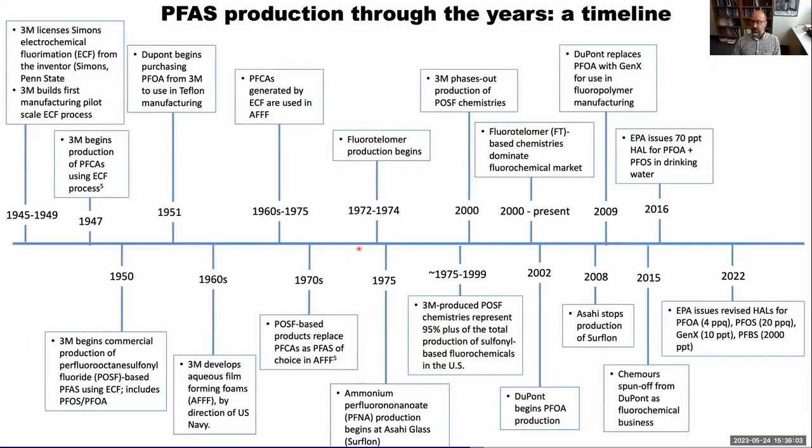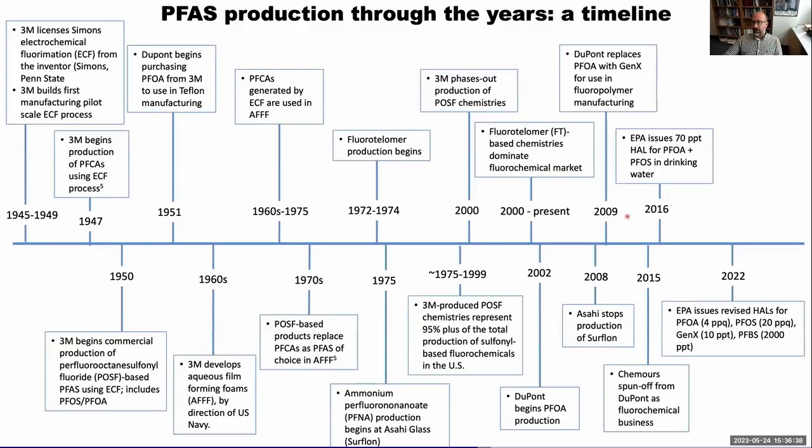PFAS production over the years. Well, here's a timeline. It really starts back in the 1940s and into the 1950s with patents from 3M, DuPont, and then proceeds through the middle of the 1970s as alternative chemistries such as fluorotelomers have been produced. And then different changes in the market begin to emerge in the early 2000s due to regulations and due to the recognition that these compounds may cause concern due to exposure.